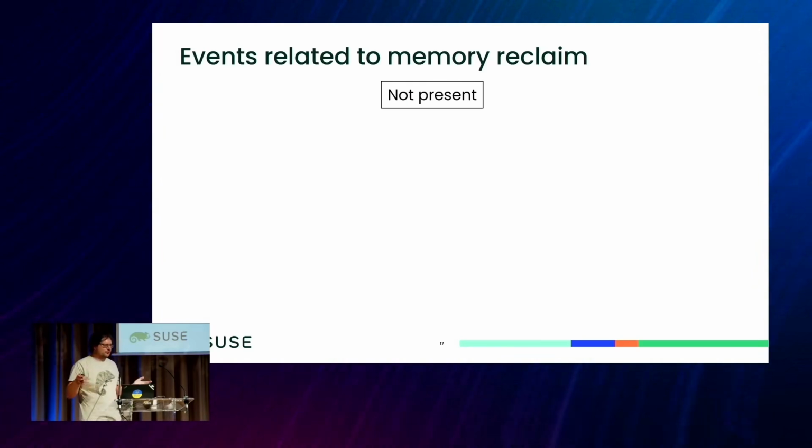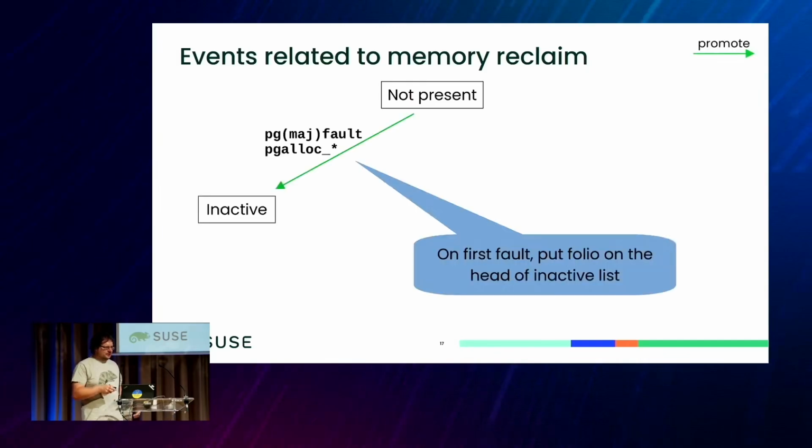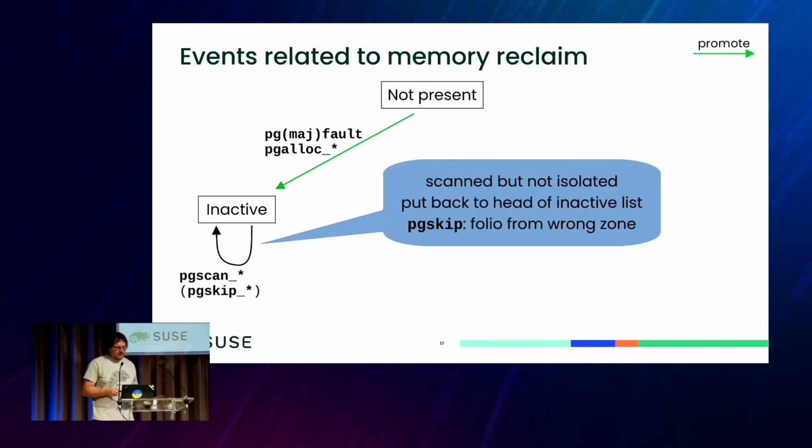So first we have no page because we have not faulted yet. And then when userspace touches it for the first time, we put the folio, we either allocate in case of anonymous memory or read from the file if it's file backed. We put it in the inactive list and increment these counters that we've already covered. Then when reclaim scans, the page or folio eventually goes towards the tail of the list, and reclaim starts to look at it.